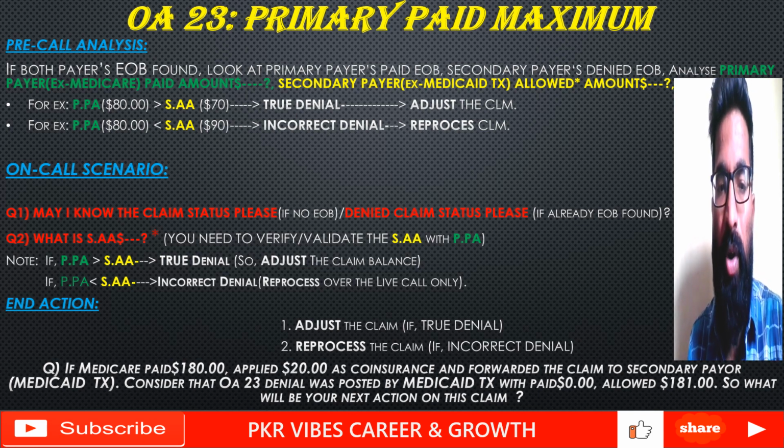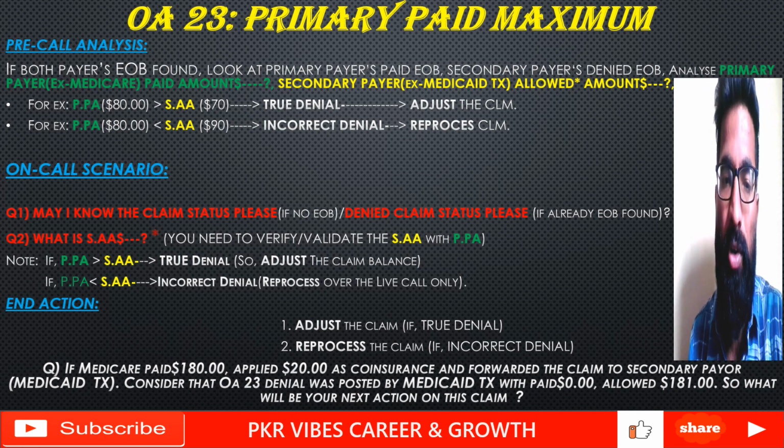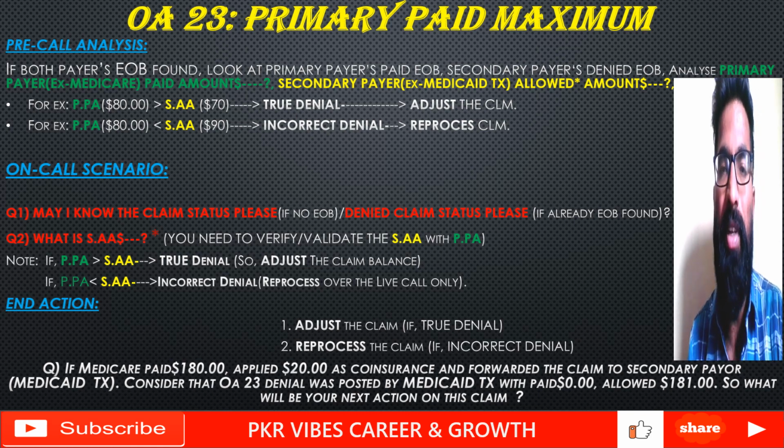Note the point: if primary paid is more than the secondary allowed amount, then on call analysis you can understand that information. If it is a true denial, you can close the call with the call reference, so that you can make an adjustment on your claim as PPMAX. And note the point: if primary paid is less than the secondary allowed amount, then it is called an incorrect denial. So you have to reprocess the claim over the phone call itself. That is your AR caller job on a call.